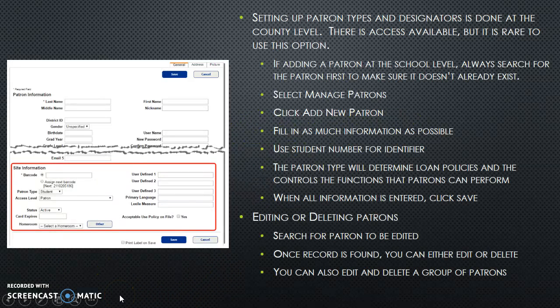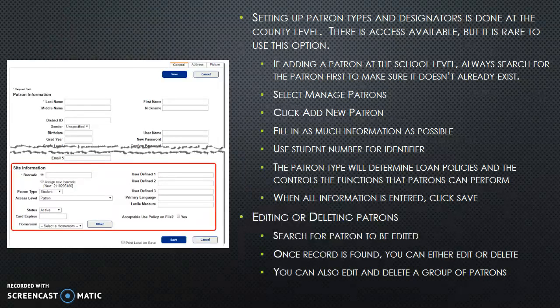Setting up patron types and designators is done at the county level for my school. There is access available, but it's rare to use this option. But if adding a patron at the school level, always search for the patron first to make sure it doesn't already exist. Then select Manage Patrons, click Add New Patron, and fill in as much information as possible. Use the student number for the identifier. This is also what the students call their lunch number.